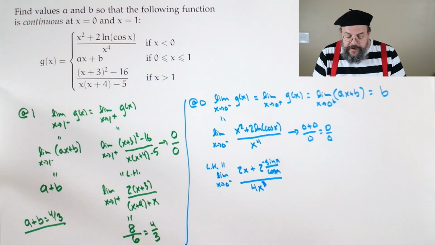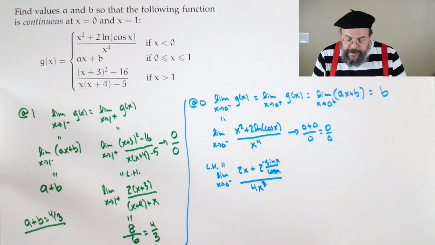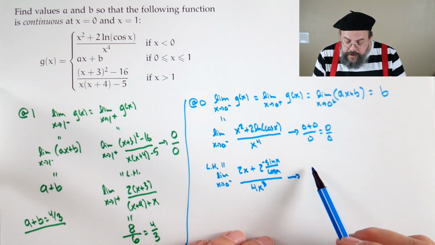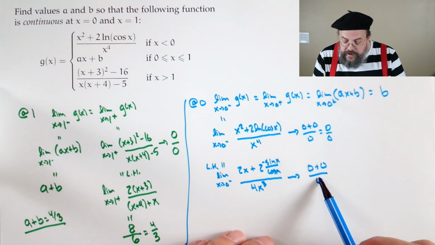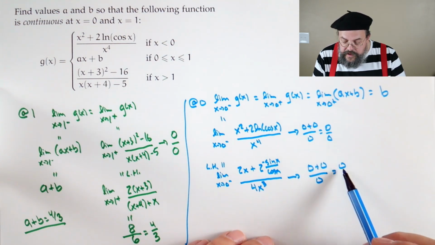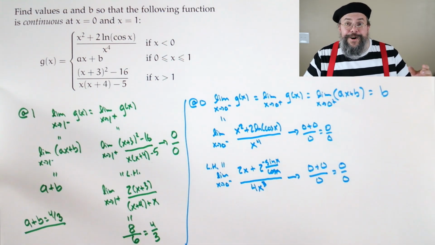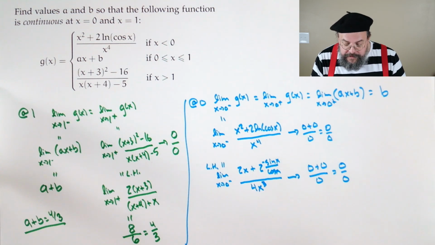Okay, so good. Now, what happens next? Let's see what this is doing. Upstairs we have 0 plus 0, and downstairs we have 0, so 0 over 0. More work, right? Absolutely, there's going to be more work involved.